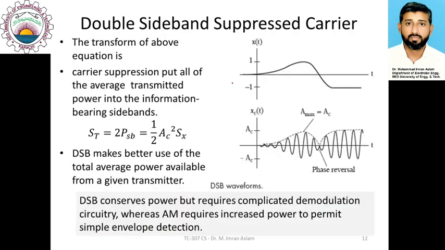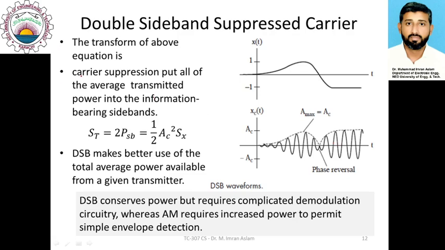So let me show the diagram of how the phase reversal occurs. Whenever the message signal goes to the negative side, you would see a phase reversal occurring in the DSB waveform. So this is the DSB waveform. That means we need to have the phase information at the receiver side in order to properly recover the original signal. That makes the receiver circuitry more complex as compared to the AM signal.